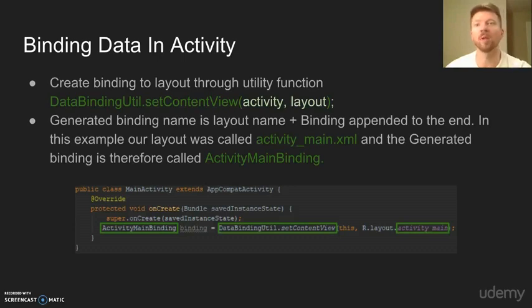So for example, our layout is called activity_main.xml, and the generated binding will be called ActivityMainBinding, as you can see in the example below. Here's our layout ID, and here's the resulting binding, and we can use this binding. We will go into more details about that later.